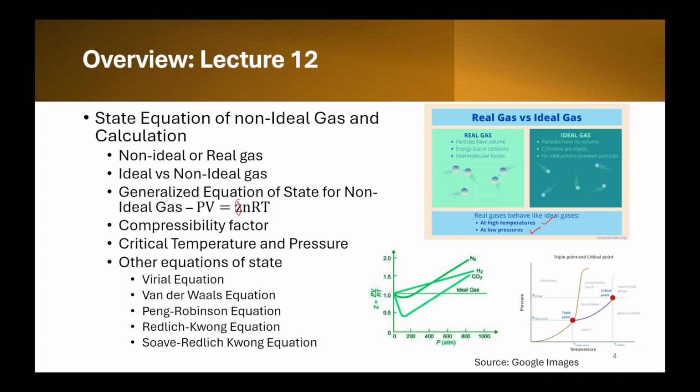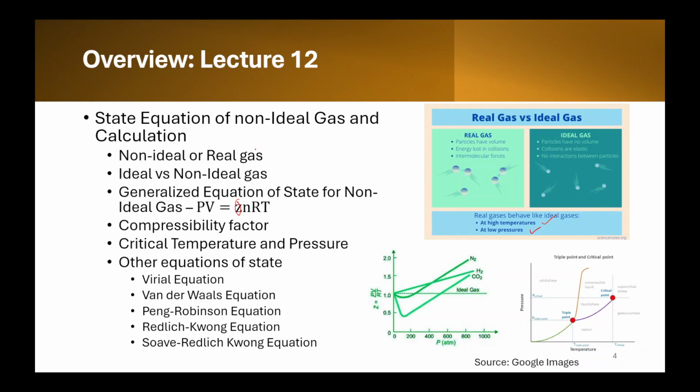So for the generalized equation for non-ideal gases, PV is equal to ZnRT, which gives us the deviation. This compressibility factor gives us the deviation from the ideal behavior. This is the plot of the compressibility factor versus pressure. We see that at higher pressure there is a very large deviation from the ideal behavior. Ideal gas have a compressibility factor equal to 1. At higher pressure we see that many gases deviate drastically from the ideal gas behavior.